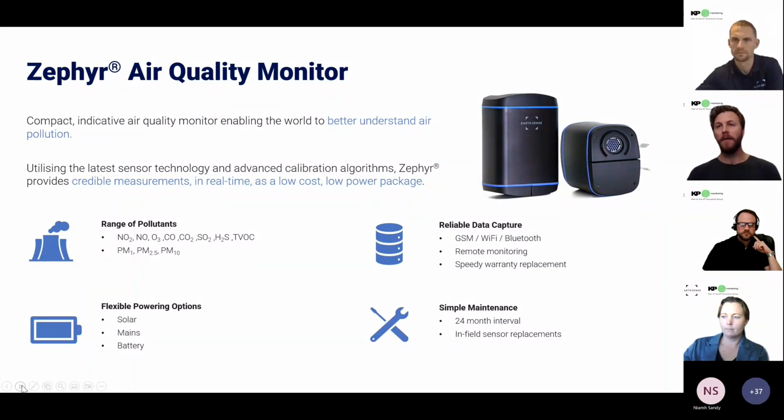And in terms of maintenance of the device, we're looking at a cartridge system. So calibrations are hosted on a cartridge replacement. This takes place at 24 months and it can be performed in field in around 15 to 20 minutes.